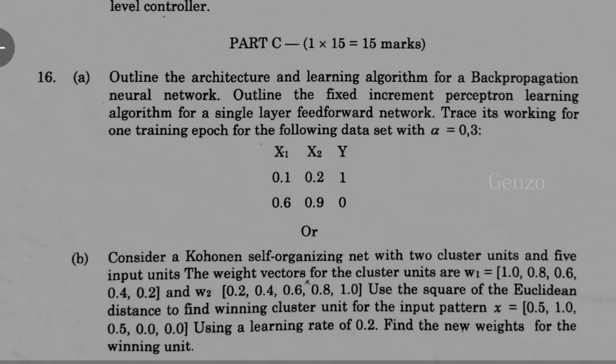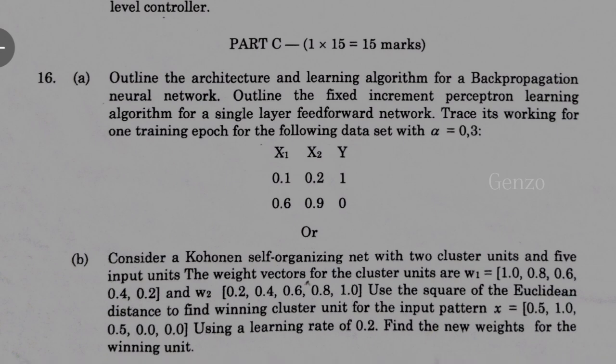Part C. 16a. Outline the architecture and learning algorithm for a backpropagation neural network. Outline the fixed increment perceptron learning algorithm for a single layer feed-forward network. Trace its working for one training epoch for the following dataset with alpha equal to 0.3. x1 0.1, x2 0.2, y 1; x1 0.6, x2 0.9, y 0.